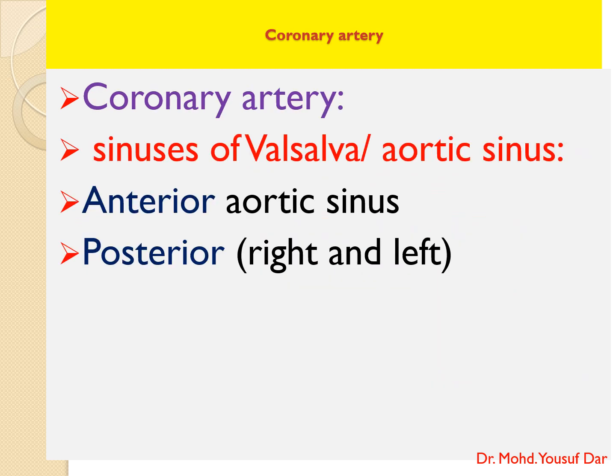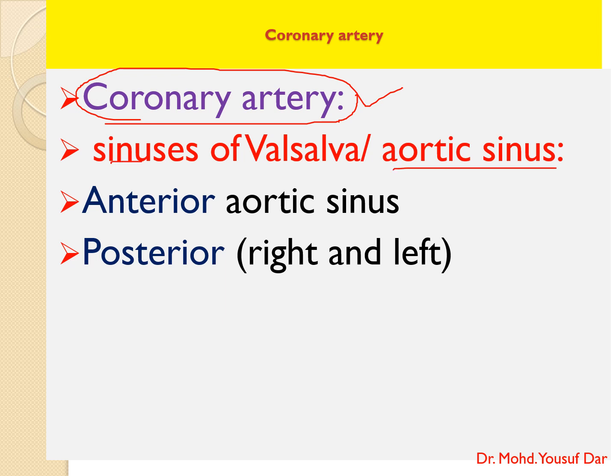Now coming to the coronary artery. The heart itself is supplied with blood with the help of arteries. They are known as coronary arteries or cardiac arteries. The coronary arteries arise from the sinuses known as aortic sinuses or sinuses of Valsalva. These aortic sinuses are present just peripheral to the semilunar cusps of the aortic orifice.